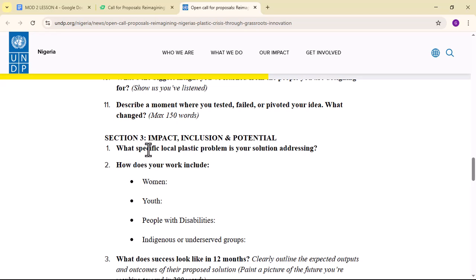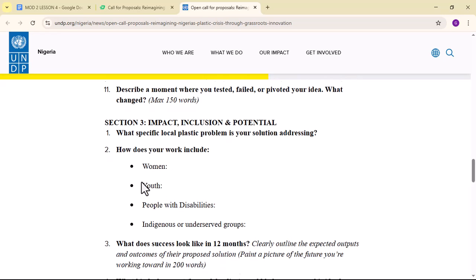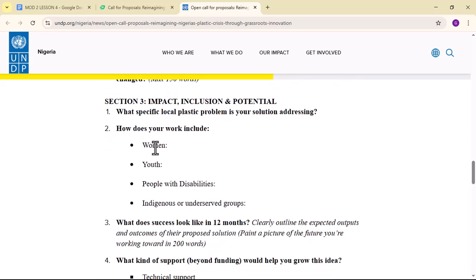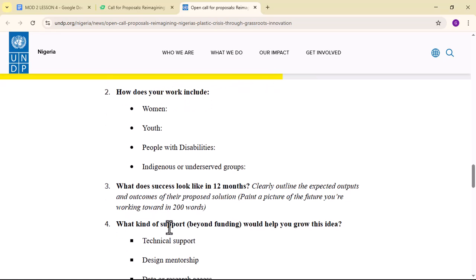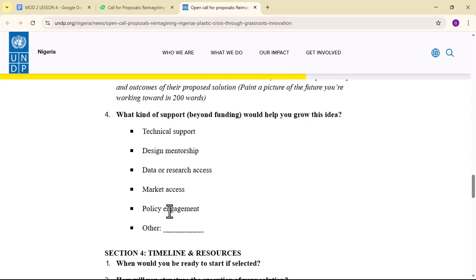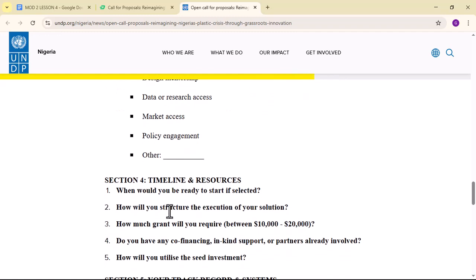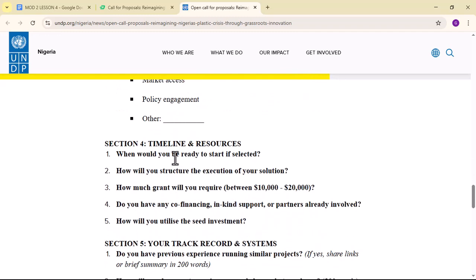Now remember, here in section 3, they are talking about impact, inclusion, and potential. And they want to know how your solution works for women, how it includes youth, how it includes people with disabilities, how it includes indigenous or underserved groups, and they want to know what it looks like in 12 months. So these are some of the things that they want to know, also on the timeline and all.